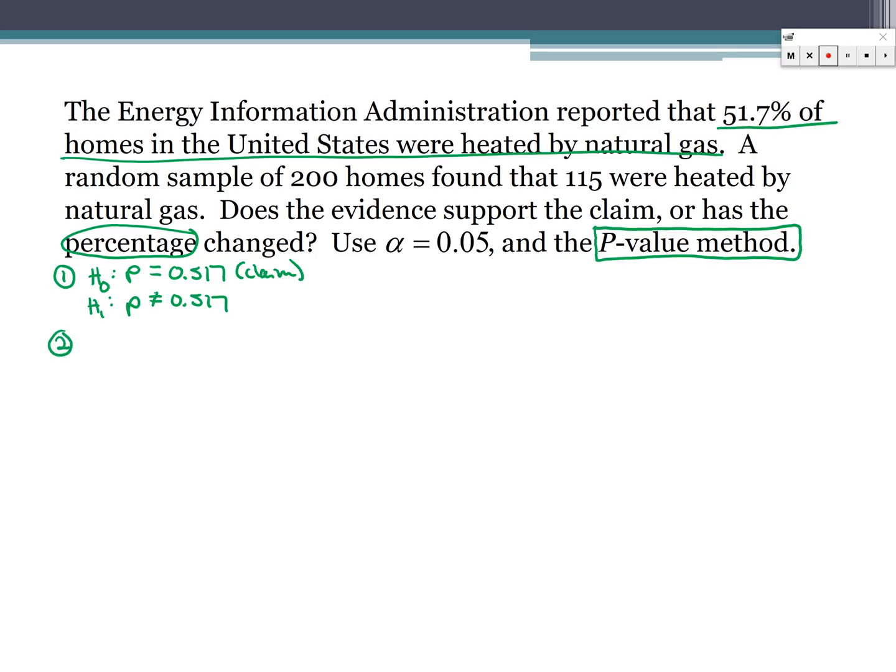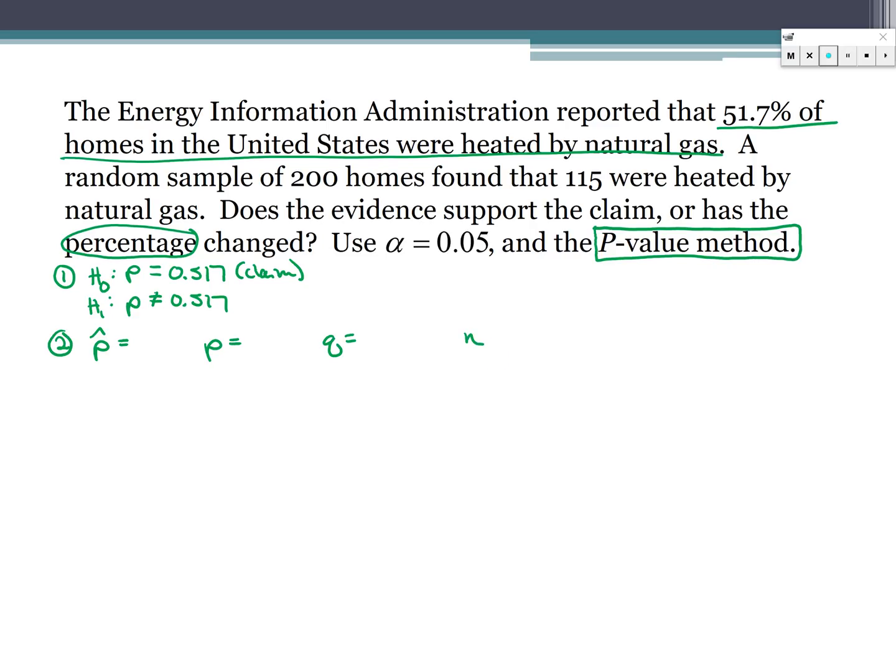All right, since we're doing the p-value method, step 2 is no longer critical values. Some people really grow to like the p-value method because you don't have to find critical values. Step 2 is your test value. So to find the test value, I'm going to go ahead and make my list of necessary information. I'll go in the same order as last time.